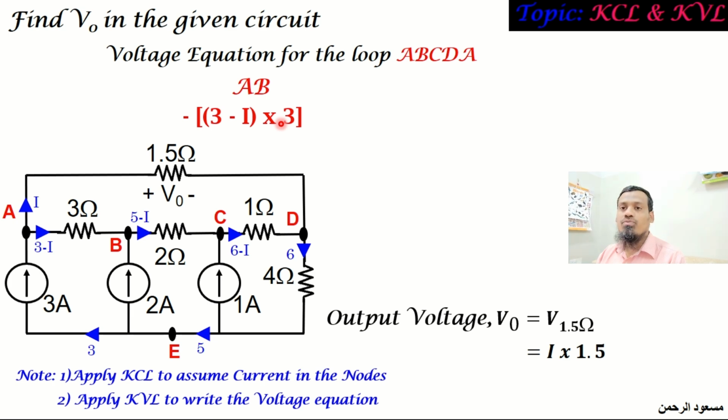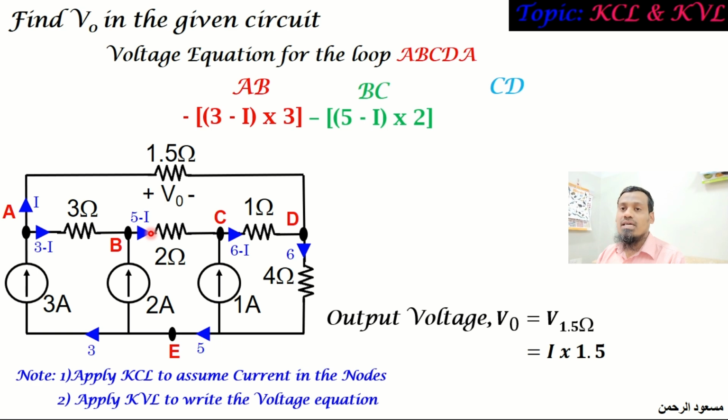And now we will move from B to C. So between B to C, there is a resistance of 2 ohms with a current of 5 minus I. According to the assumed current direction, the loop direction and also the current direction is same. So again it is a voltage drop. So we will start with the minus of that current value 5 minus I multiplied with the resistance value 2.